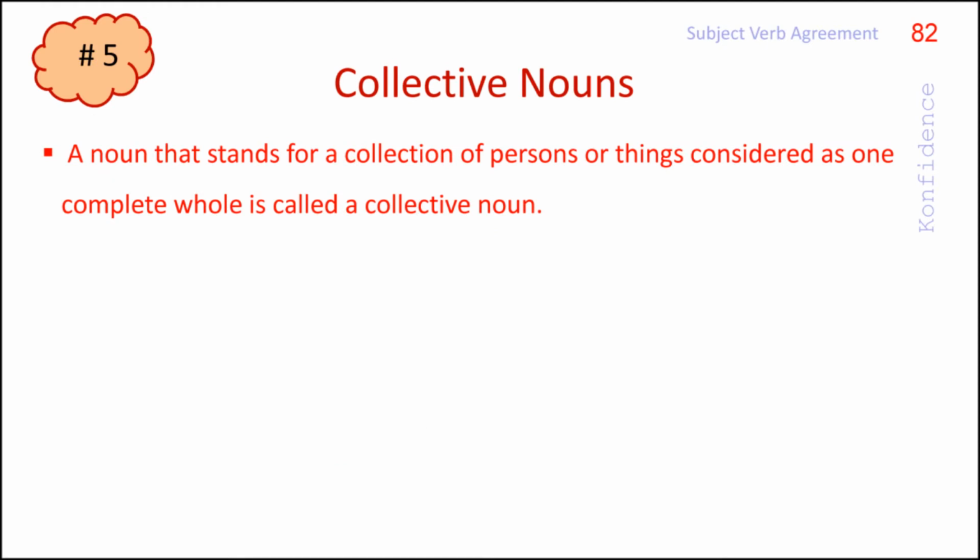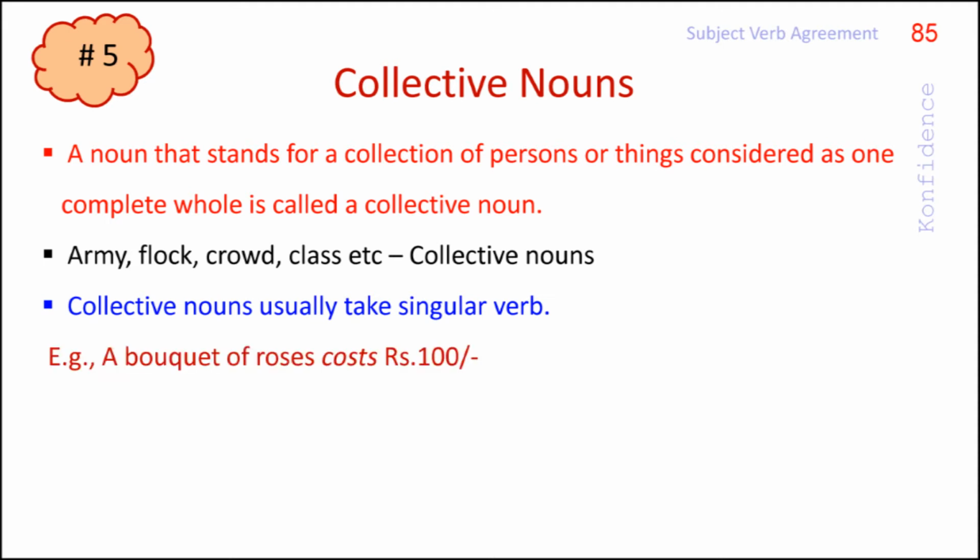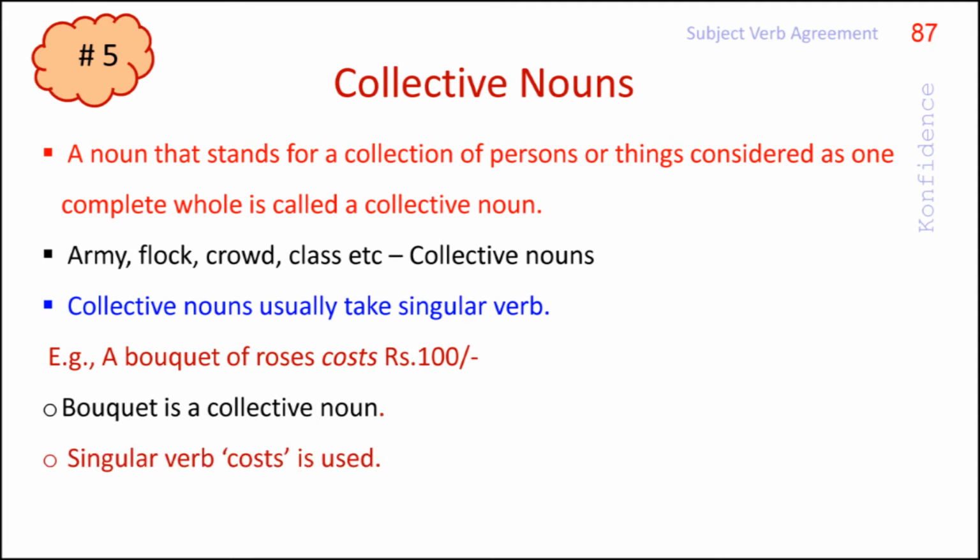A noun that stands for a collection of persons or things considered as one complete whole is called a collective noun. Examples are army, flock, crowd, class, etc. Collective nouns usually take a singular verb. In the example given in the slide, bouquet is a collective noun and hence a singular verb, costs, is used.